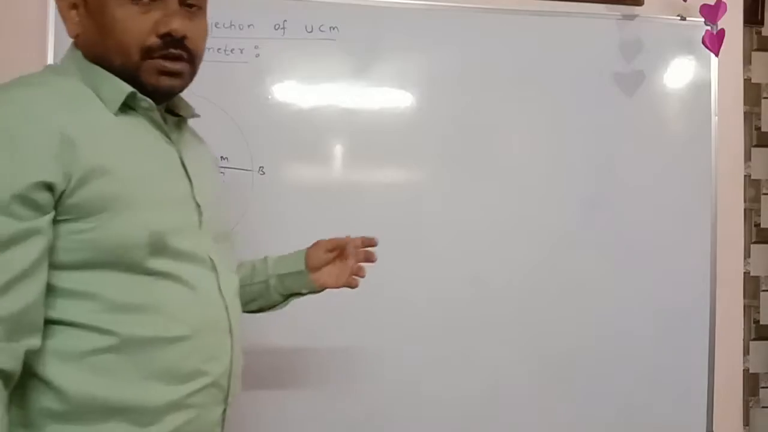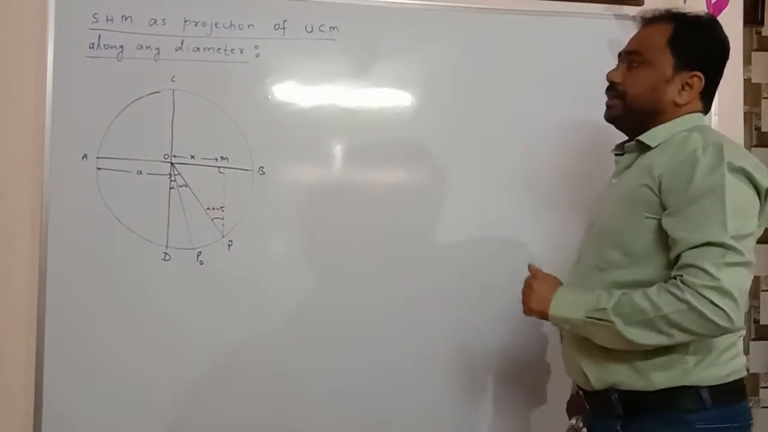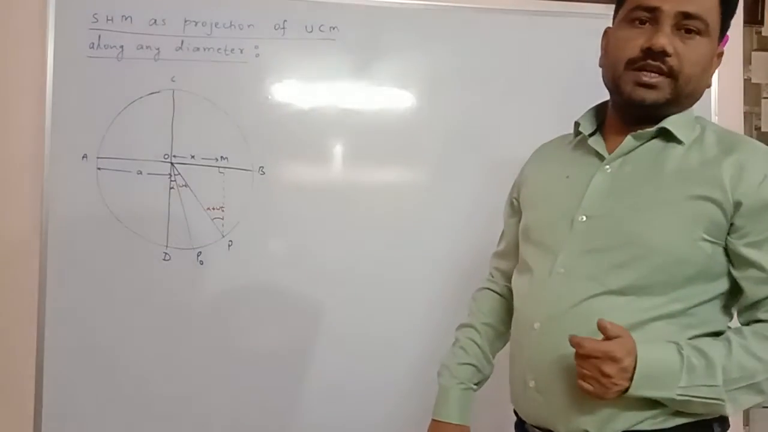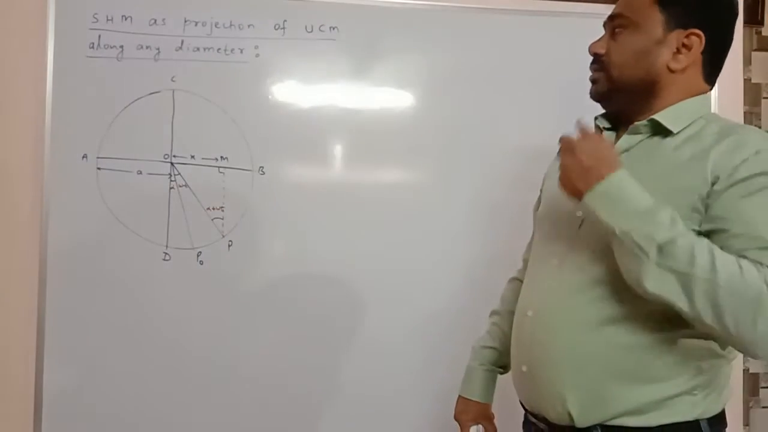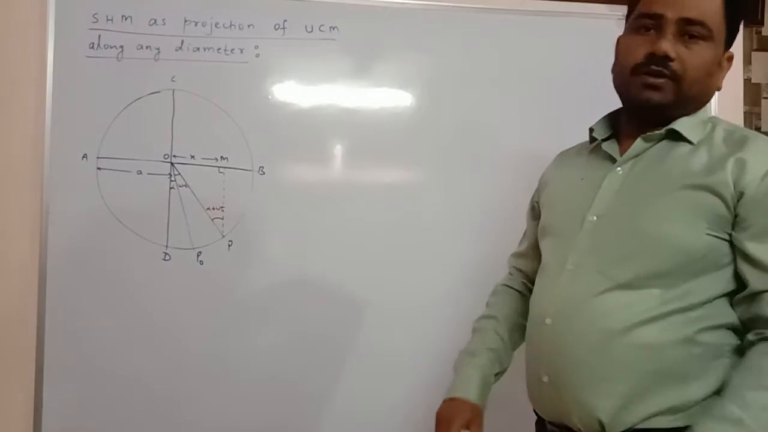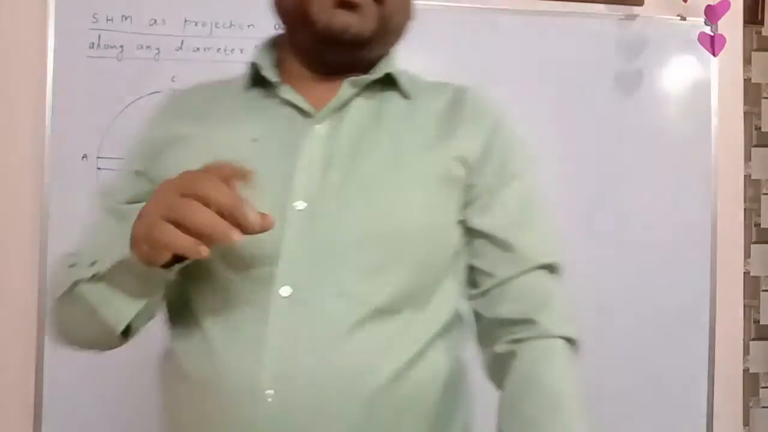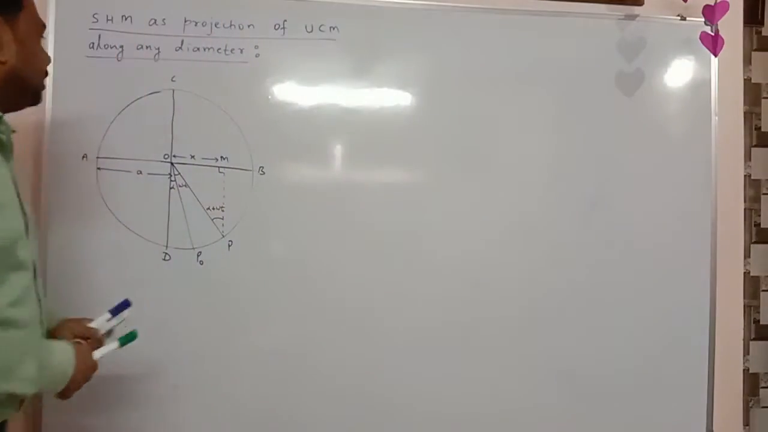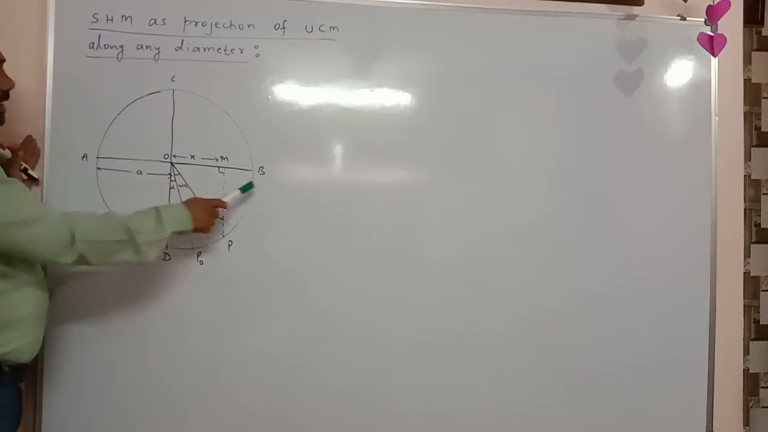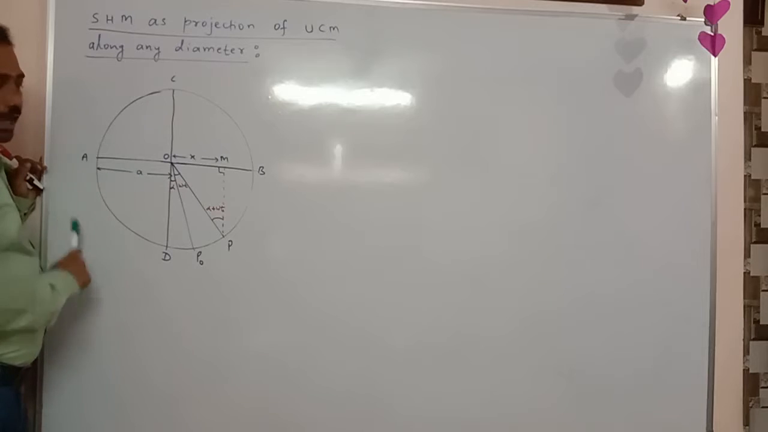We have seen about oscillations. What are oscillations? After that, we have seen its differential equation. So the next article is SHM as a projection of UCM along any diameter. See here, a particle is performing uniform circular motion along the circumference of a circle having diameters AB and CD, and its radius is supposed to be a.